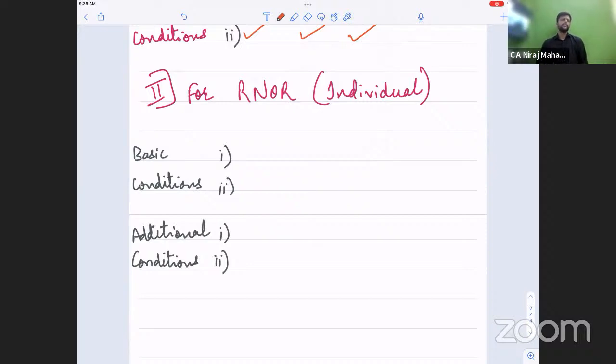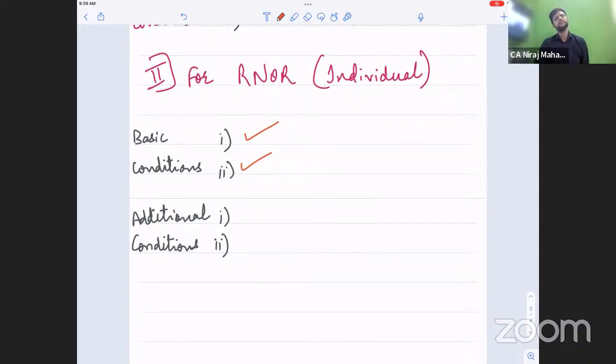When do you want to become R and OR? Now let me check. Both have to be satisfied? This is not compulsory. At least one. R and OR: only one satisfied or both satisfied? Only one. So there can be different cases. Both basic satisfied, additional only one satisfied. Clear? Like I said, you can have lots of combinations, but I'm just keeping it very basic.